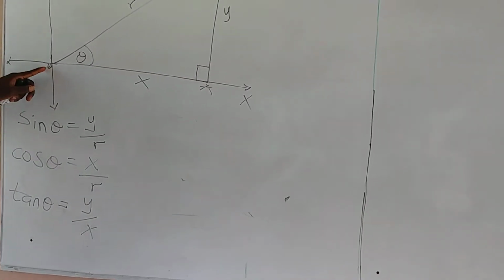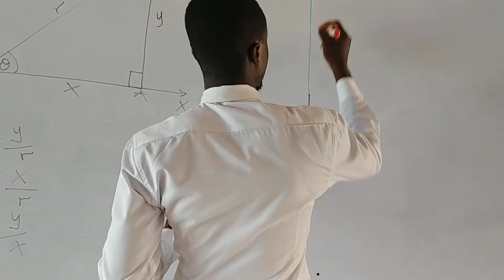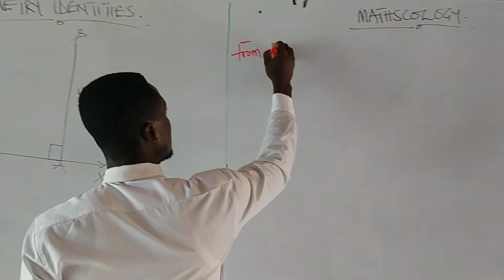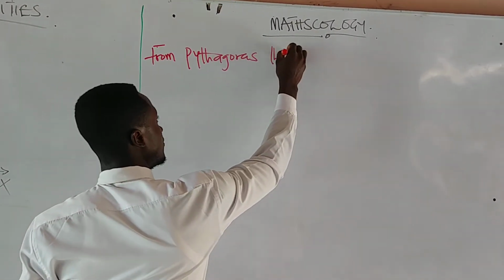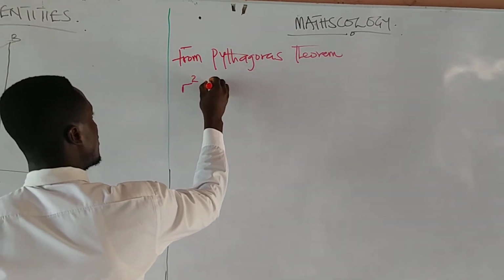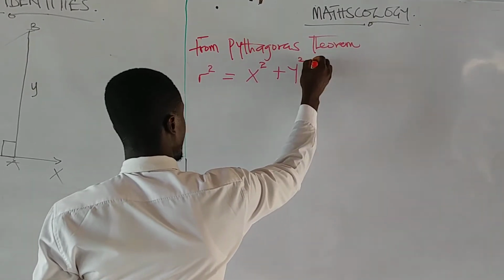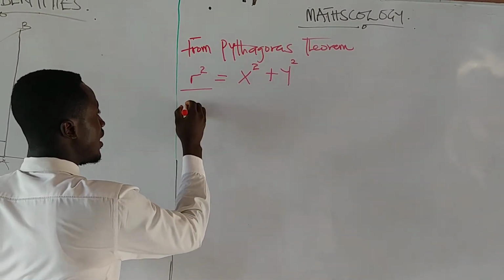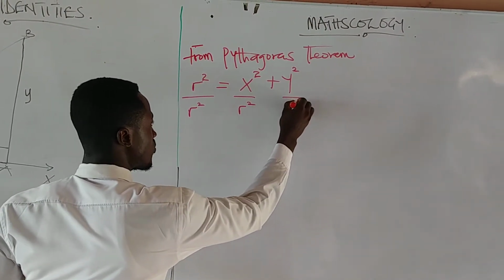Now, from triangle O, A, B, considering Pythagoras theorem, so from Pythagoras theorem, r squared will be equal to x squared plus y squared. Now, let's divide through by r squared.